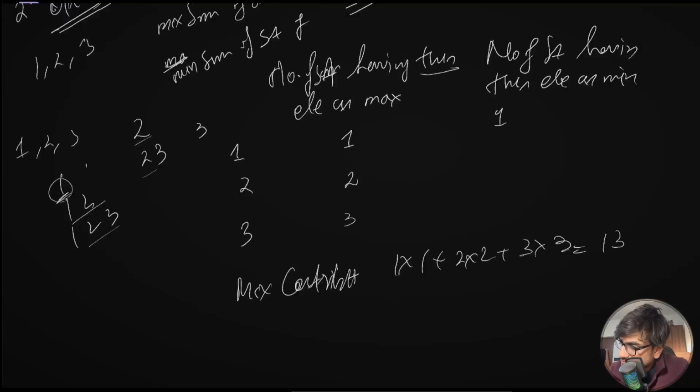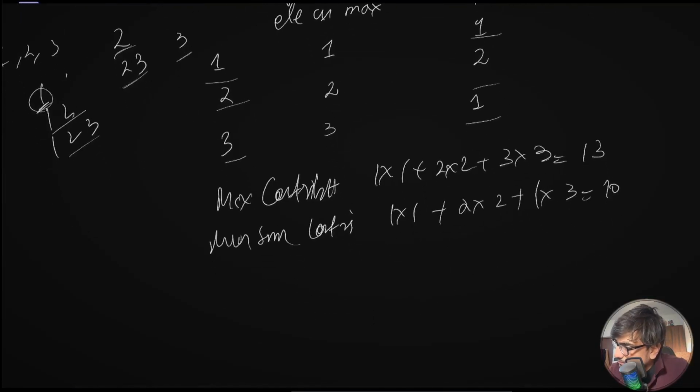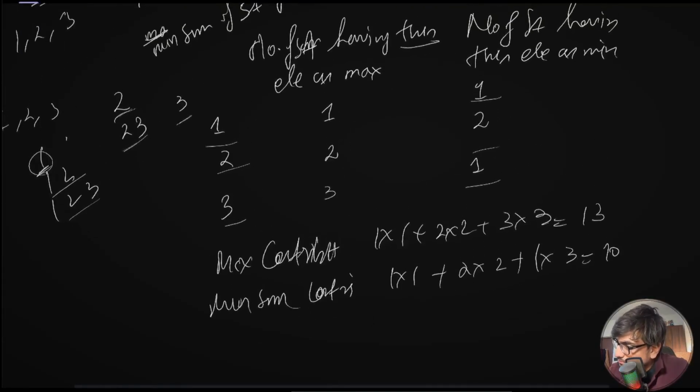And the number of sub-arrays having 2 as minimum, there will be nothing but 2 and 2, 3. So 2. And the number of sub-arrays having 3 as the minimum is nothing but this alone 3, which is 1. So the minimum sum contribution I got is 1 star 1 plus 1 star 1 plus 2 star 2 plus 1 star 3, which is nothing but 10, right? Okay.